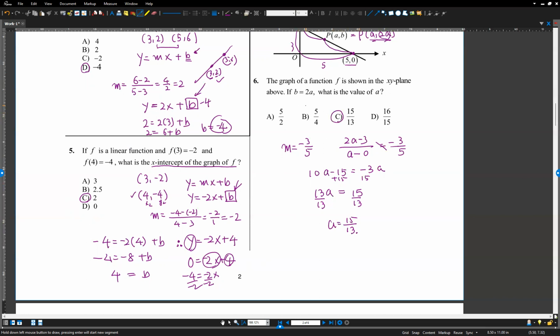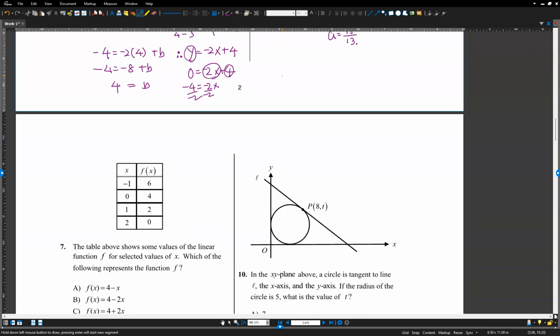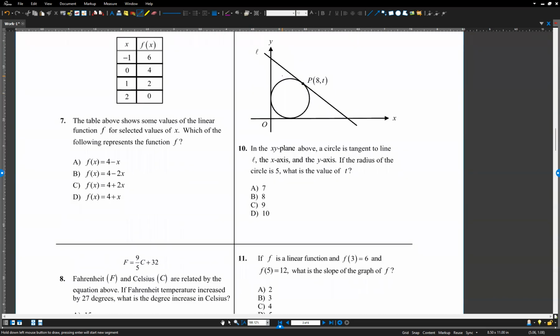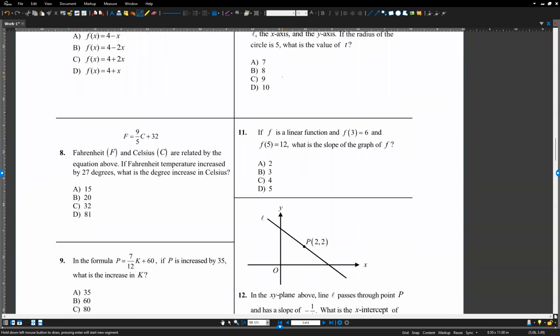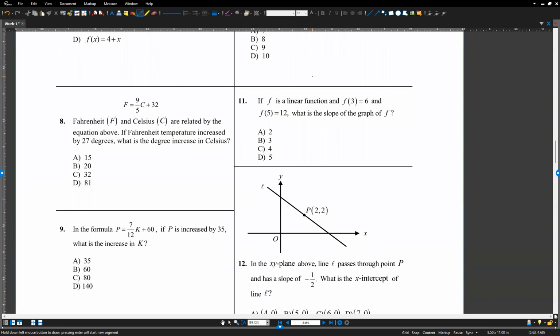What are all these questions? We use the slope, constant slope, okay? I'm going to jump over here. Number 8, it's almost the same question. Number 8 is what? F equals 9/5 C plus 32. This is linear because when you look at this one, you know that it is linear, right?